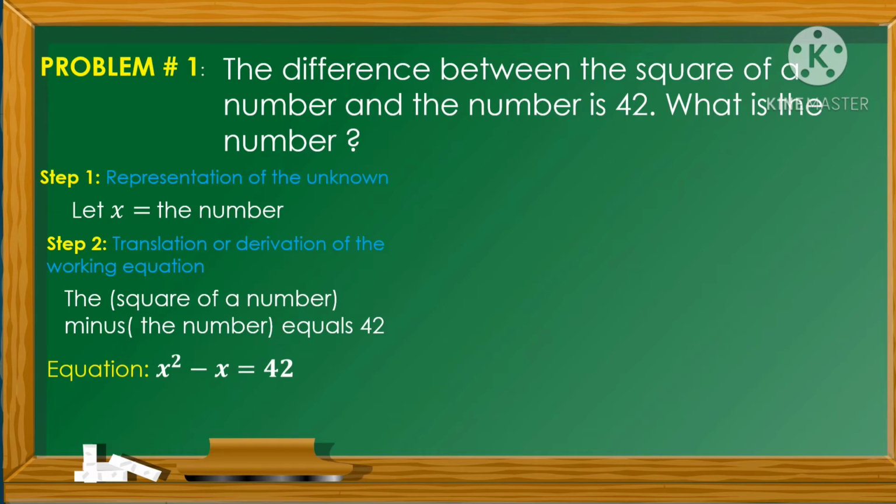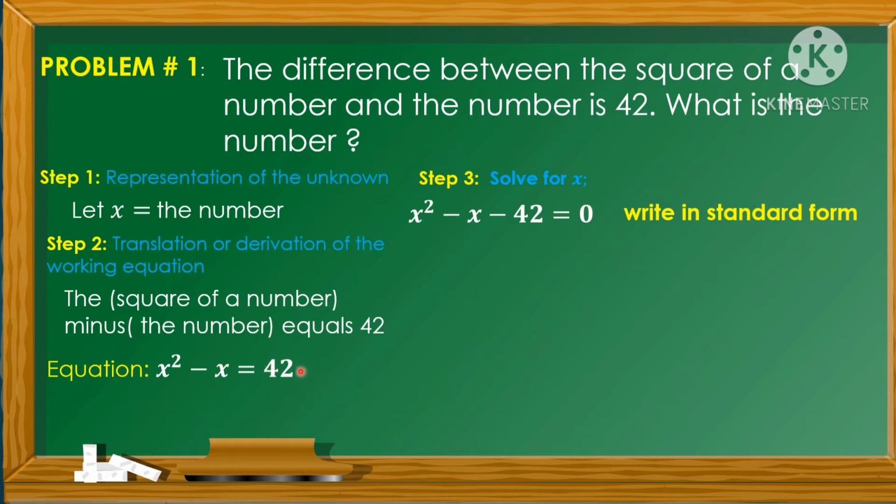Okay? So, that's why our step number 3 is to solve for x. To solve this equation, first, we have to write this equation in standard form. To write that in standard form, we simply transpose 42 to the left side. So it will become negative 42. Okay? So we have now x squared minus x minus 42 equals 0. So then we have to factor the quadratic expression, x squared minus x minus 42.